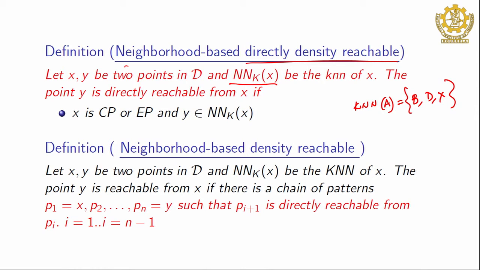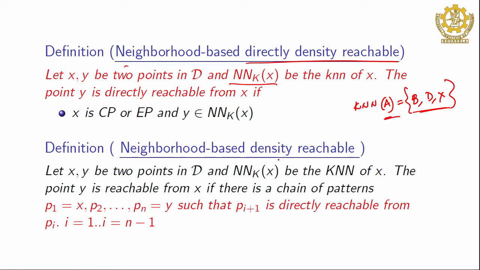So, the definition of directly density reachable: from A, all the points within the KNN of a point are directly density reachable. In DBSCAN we say that within the epsilon, all points will be directly density reachable if the point is a core point. Here, all other points will be directly density reachable from a nearest neighbor if the concerned point is either a core point or an event point. That means the NDF value is greater than or equal to 1. So, that is directly density reachable.